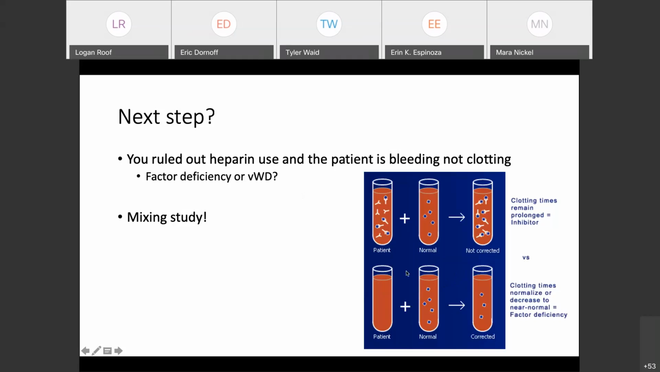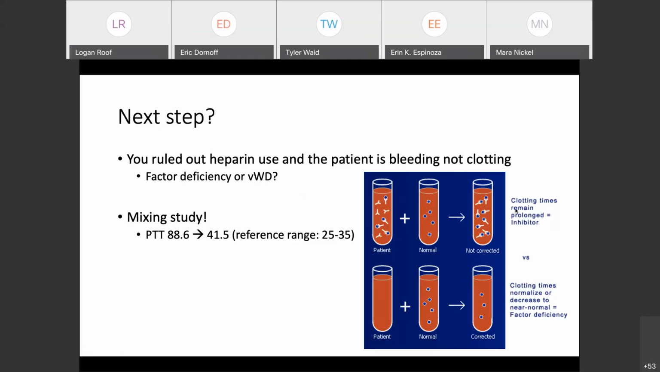So for example, let's say the patient is deficient in factors, and the factors here in this diagram are blue. If the patient is missing factors and you mix it with normal blood, then the clotting time eventually should go normal or at least near normal. However, if you have an inhibitor present, and that's essentially an antibody that attaches to and binds that factor, and you mix it with normal blood, that inhibitor is just going to keep eating up all those factors, and the clotting time will not correct.